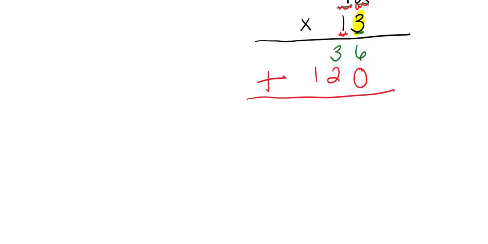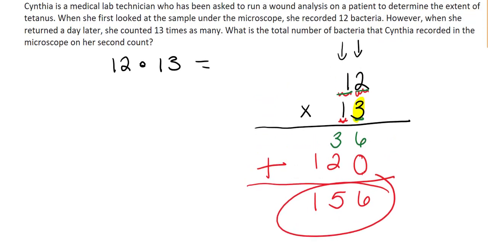When we add, we start with the 1s, so 6 plus 0 is 6, 3 plus 2 is 5. Just bring down the 1. So what's our solution? It's 156. So 12 times 13 is 156. So let's go ahead and look at the next example.